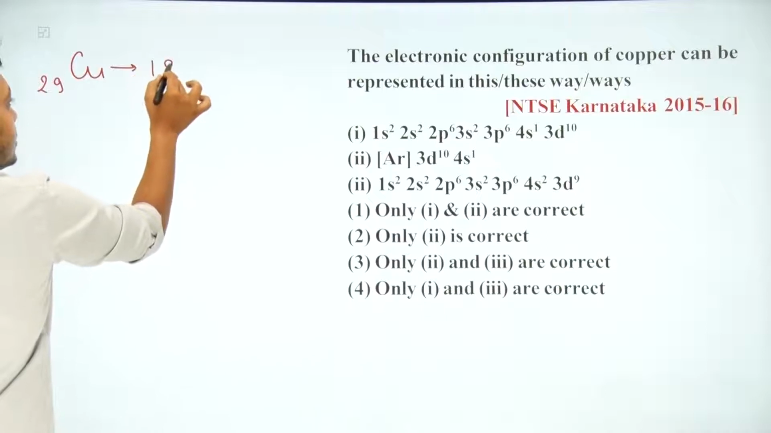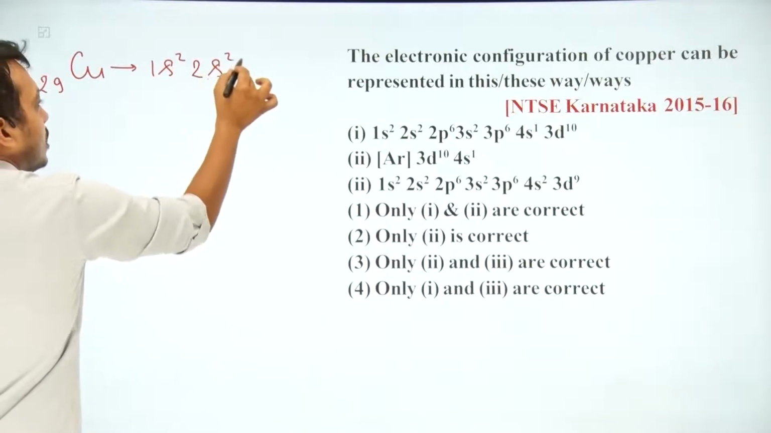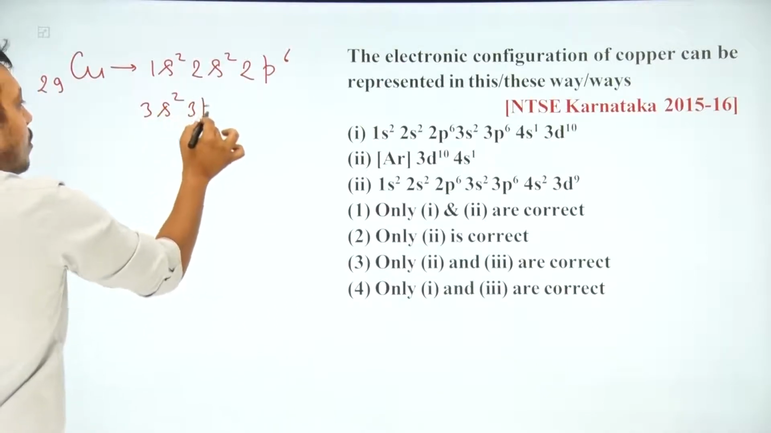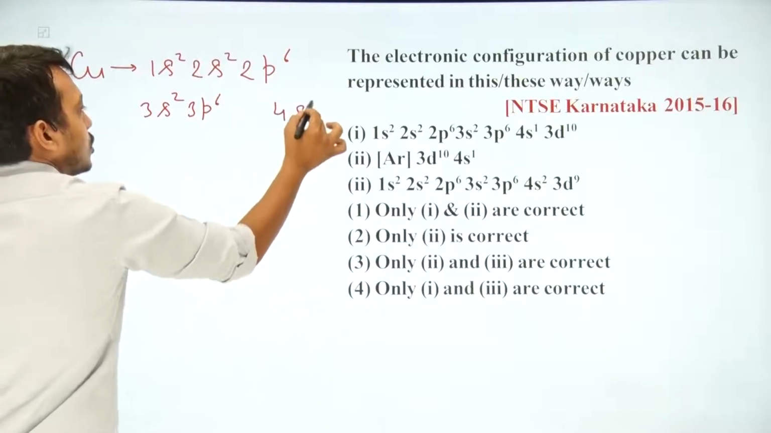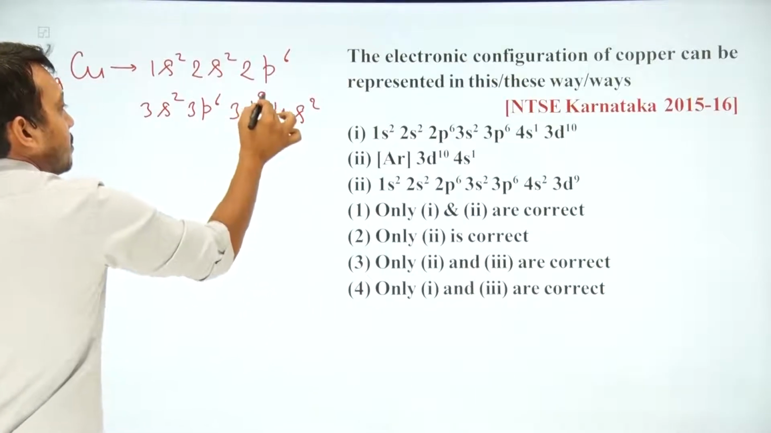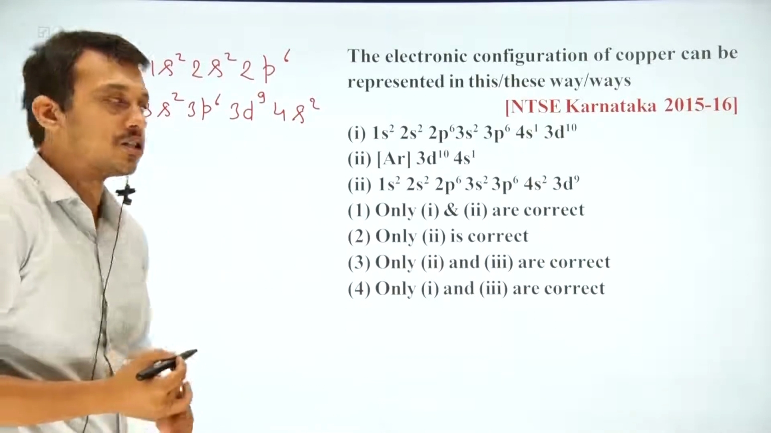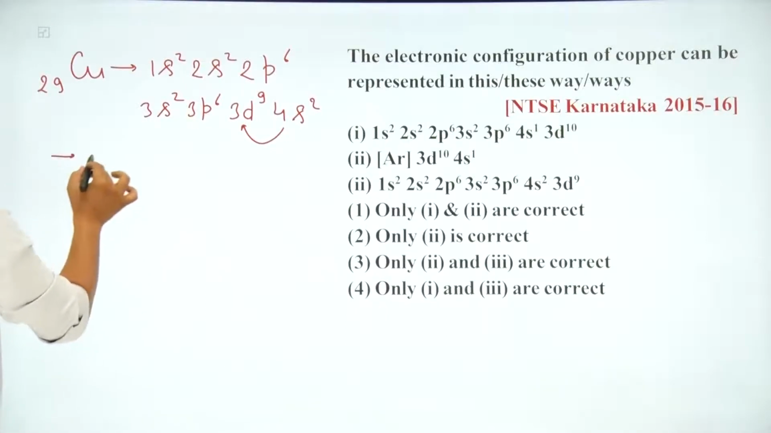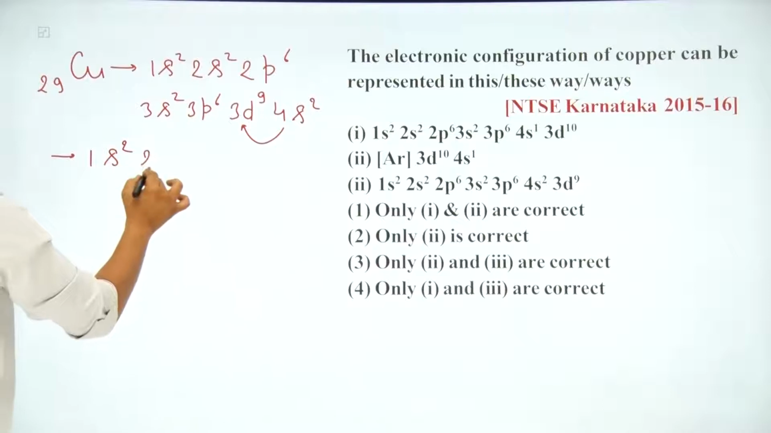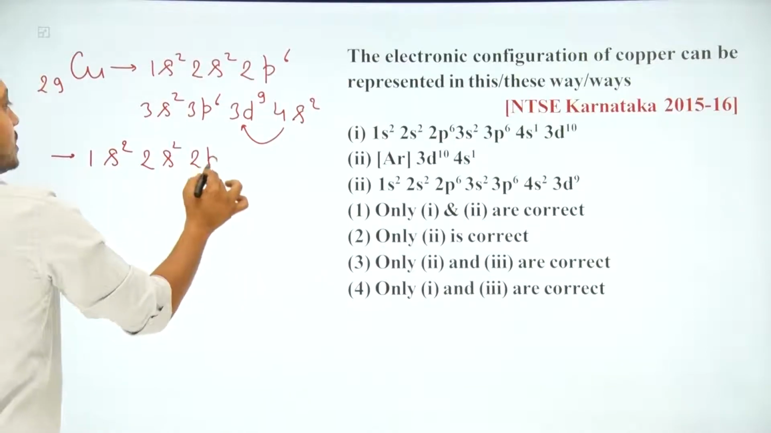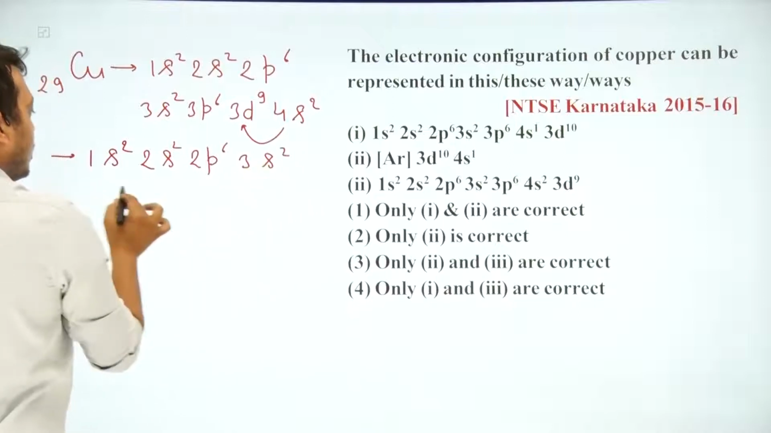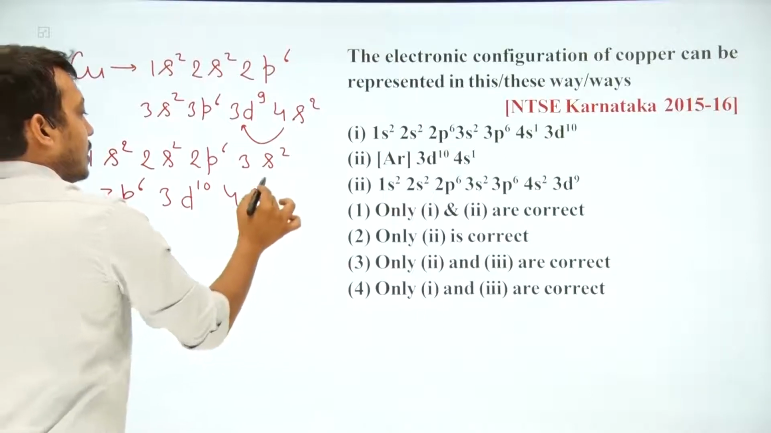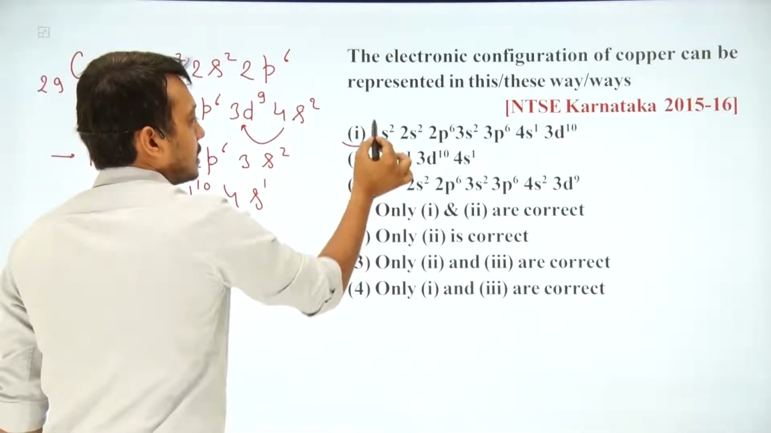The configuration is 1s2, 2s2, 2p6, 3s2, 3p6, 4s2 and 3d9. But copper has exceptional configuration. So one electron jumps from 4s to 3d. So the new configuration, which is also exceptional in nature, is 1s2, 2s2, 2p6, 3s2, 3p6, 3d10 and 4s1. Clear? So the first one is correct.